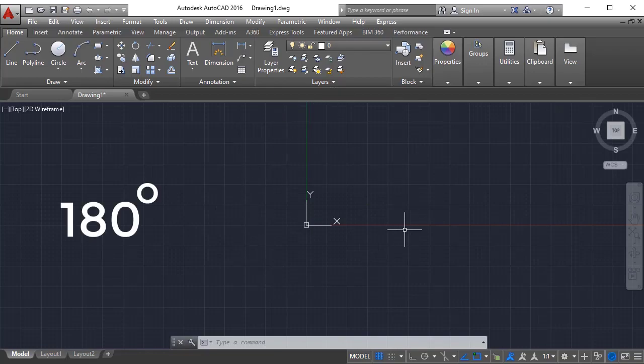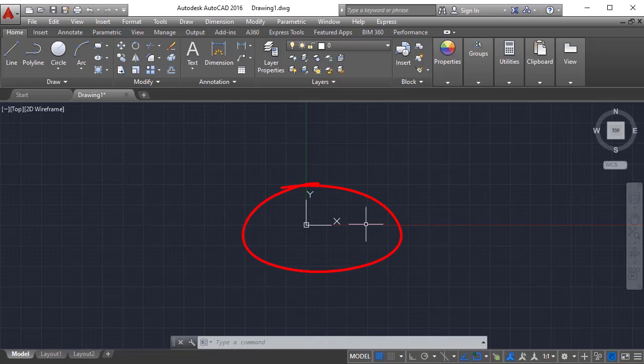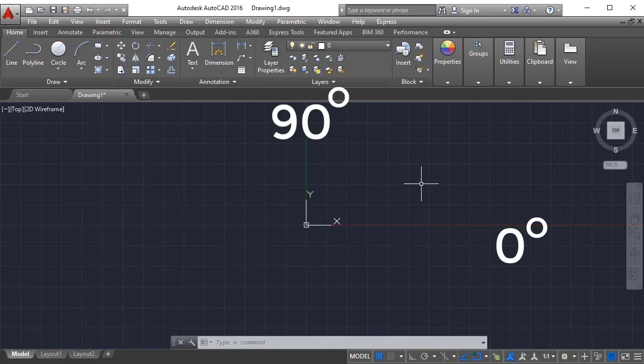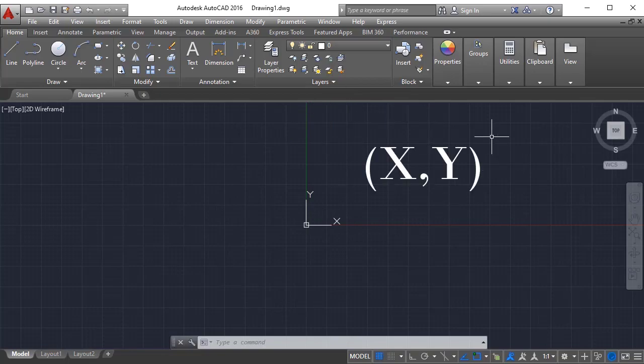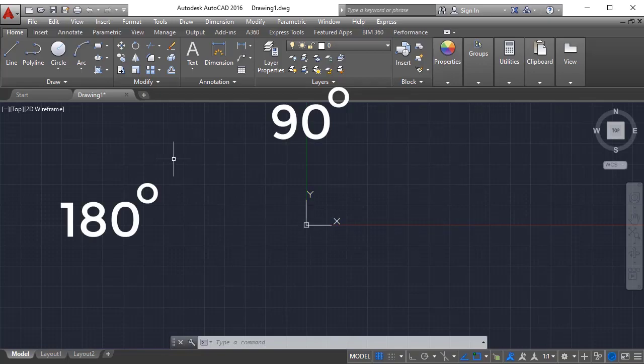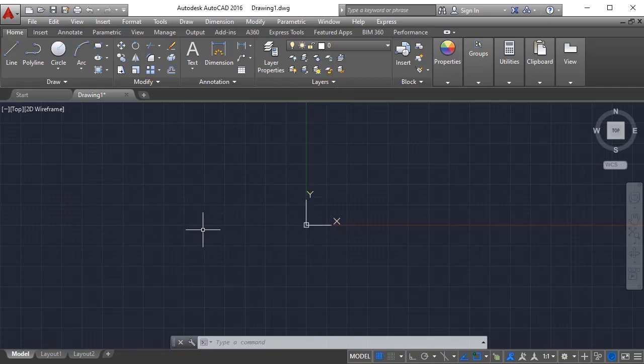So 0, 90, 180, 270 in the counterclockwise direction only. Between 0 and 90 it is x comma y, positive x, positive y. From 90 to 180 it's positive y but negative x, so minus x comma y. In this direction it's negative y and negative x, the third quadrant, minus x comma minus y. And this is the fourth quadrant, positive x and negative y, so x comma minus y values will be calculated in this direction.